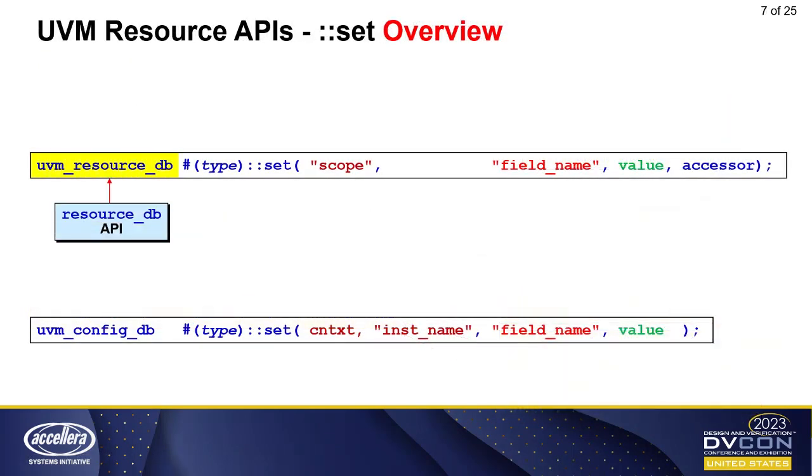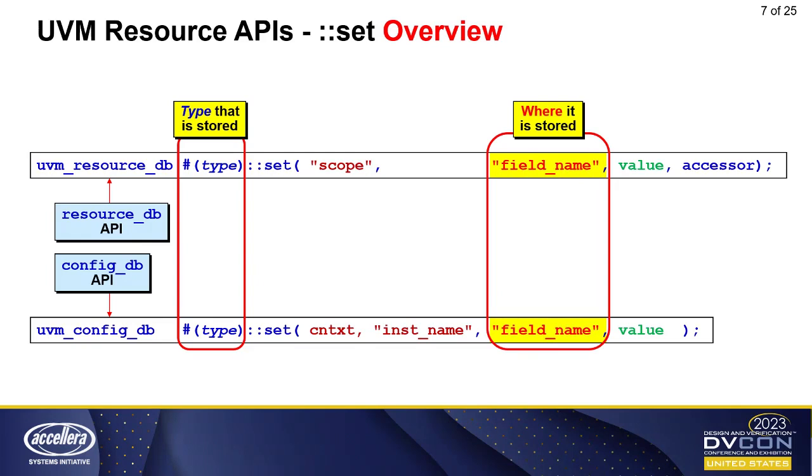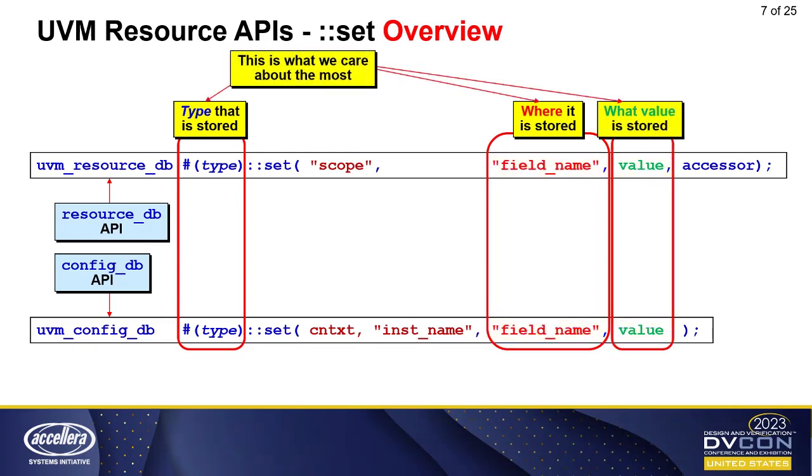Let's take a quick look at the UVM Resource DB API and the UVM Config DB API set commands. Both commands include a parameter to indicate the type to be stored, a field name string to indicate where the resource is stored in a name table, and the value to be stored. This is mostly what we care about: the type that is stored, where it is stored, and what value is stored.